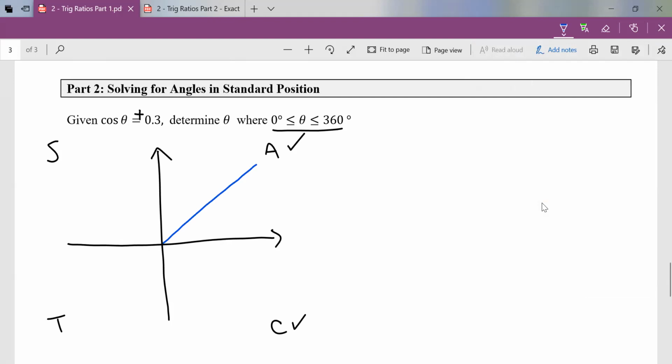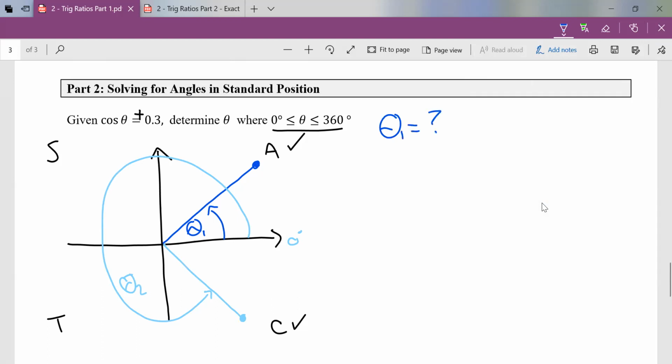We're going to have this one here, where we've rotated to here. I'm going to call that theta 1. But cosine is also positive down in quadrant 4. So that means there's going to be another terminal arm right here. And that means we started at 0 degrees right here, and we went all this way around. That is what I'm going to label as theta 2. So we're going to have two answers here to this question. Okay, how do we solve? Well, let's find theta 1 first.